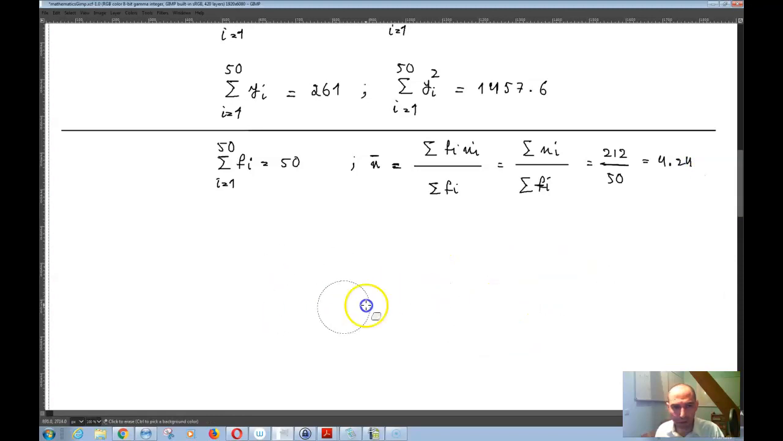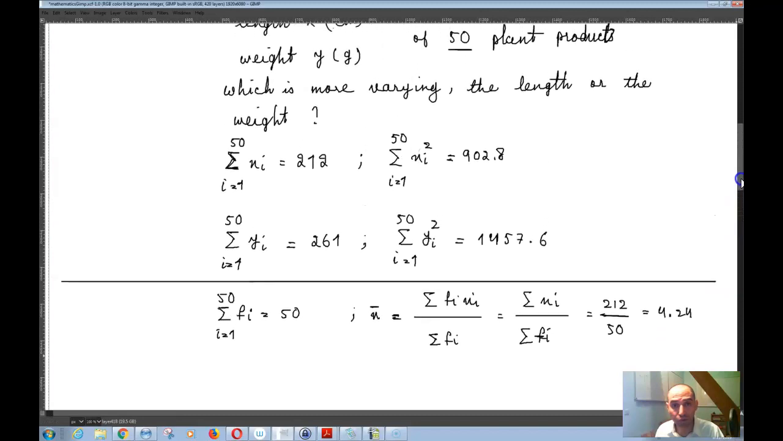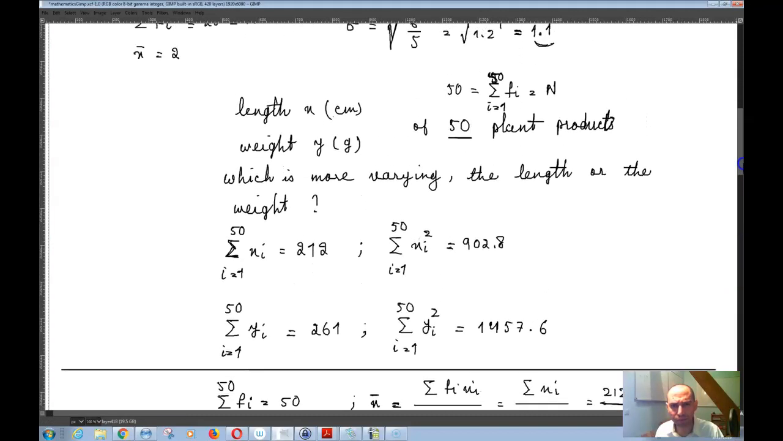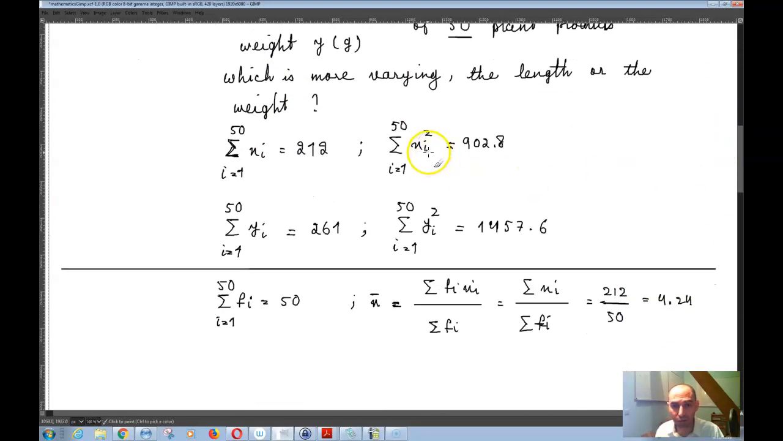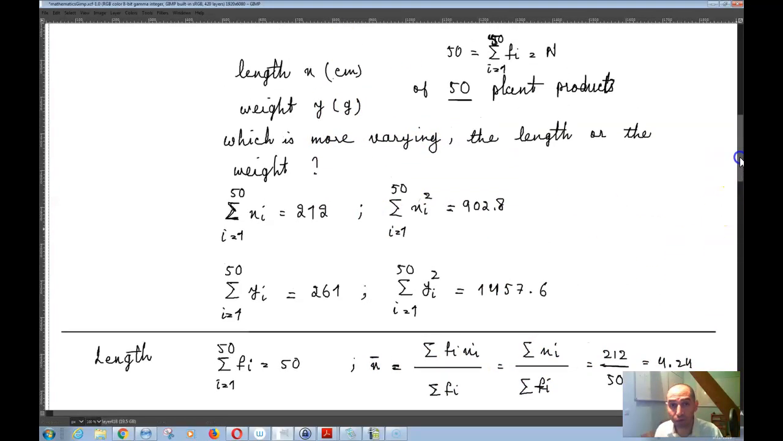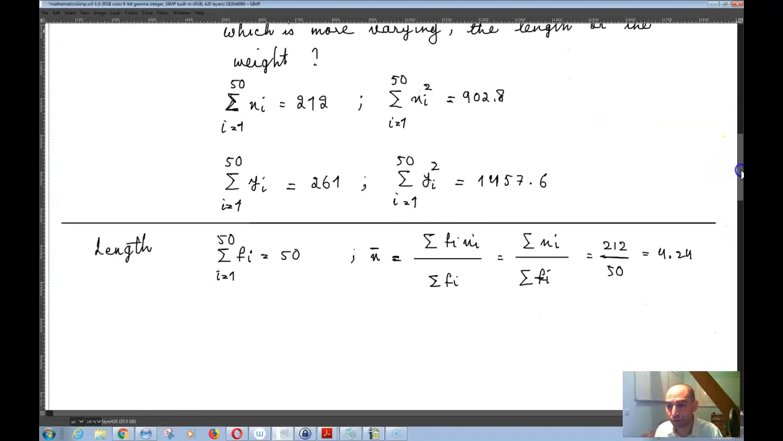So your x bar is related to the length. I'm talking about these x's, so these x's are referring to the length. So the x bar of the length, the mean length basically, is 4.24, and of course the unit is centimeters, but you already know the unit, so I don't write the units over here. It's 4.24.